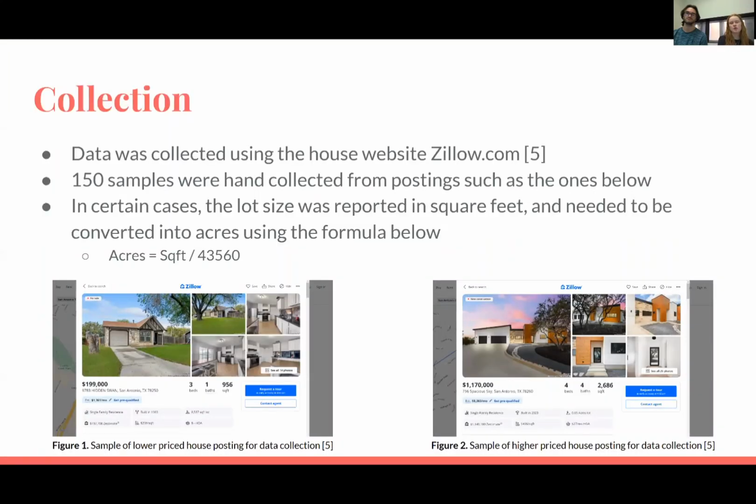So our data set was collected from Zillow.com, and we tried to use data parsing, but it was unsuccessful. So we hand collected 150 samples from postings that looked similar to the ones below. In a lot of cases, the lot size was reported in square footage, so we had to convert it into acres. Collecting data this way took a very, very long time, so we were only able to collect 150 samples, and this obviously limited the accuracy of our model, but the more we collected, the better it did get.